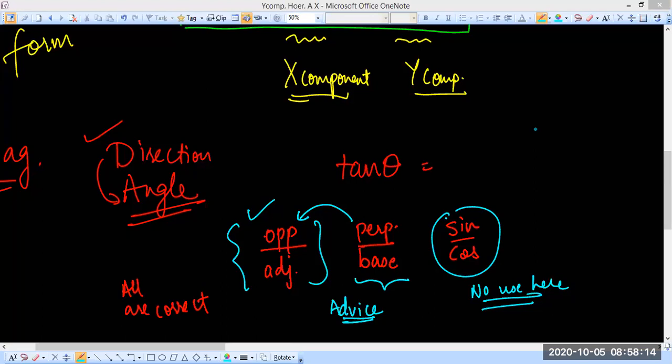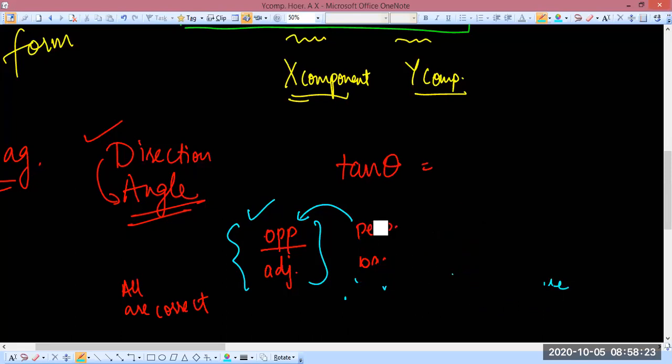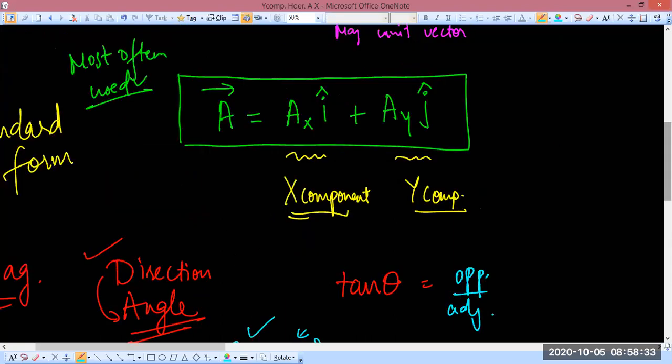Okay, Vedant still says perpendicular upon base, and I am telling you not to, right? People, please learn opposite, adjacent and hypotenuse. Okay, that helps a lot. So tan theta is opposite upon adjacent, right? So what is opposite, what is adjacent?